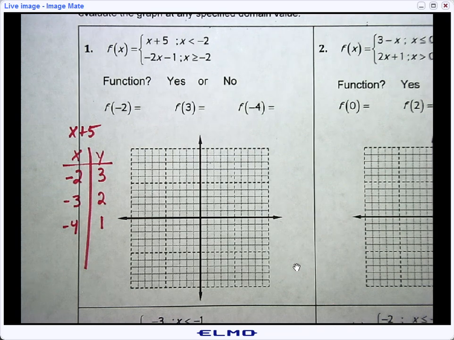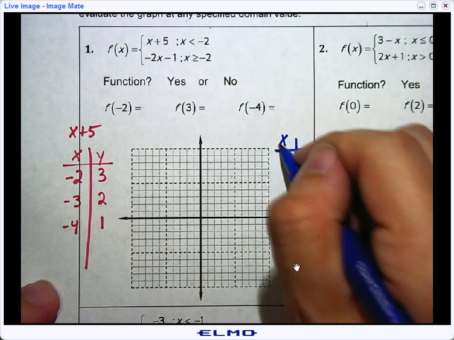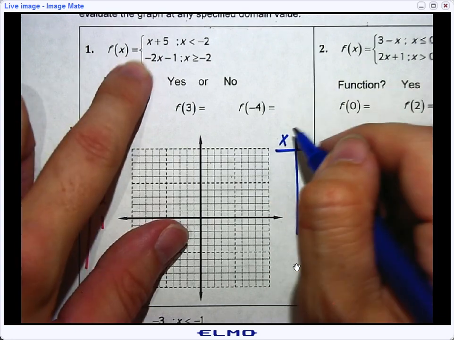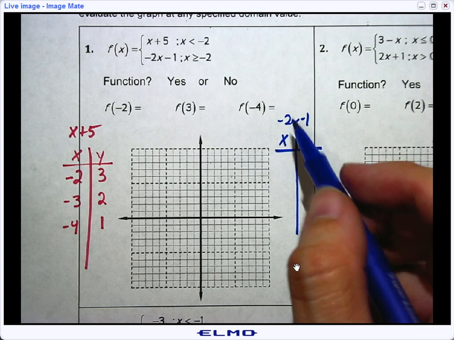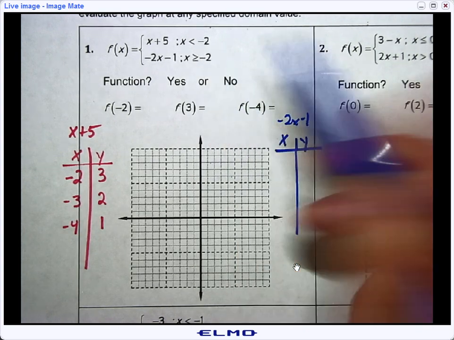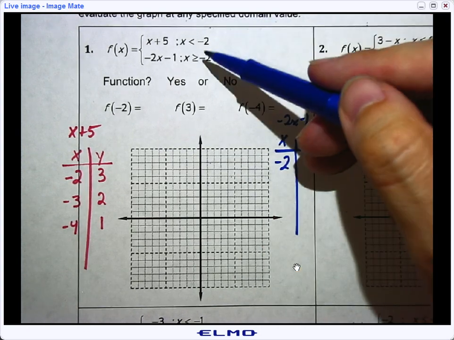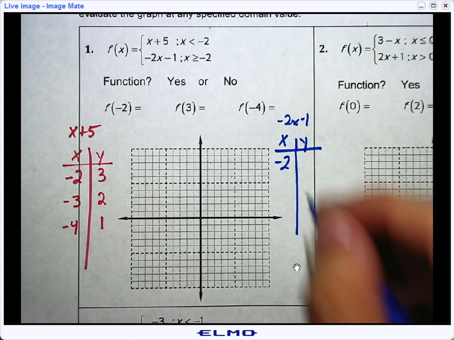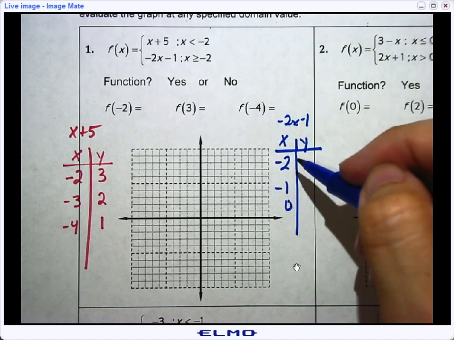I'm going to go ahead and do the chart for the other function. So again, x, y, and this is for the function -2x minus 1. Again, I want to figure out what's happening where the functions change. So I want to know what happens at -2 for x. And then I'm going to pick numbers that are bigger than -2. So -1, 0, those will work. So we'll plug these in here.